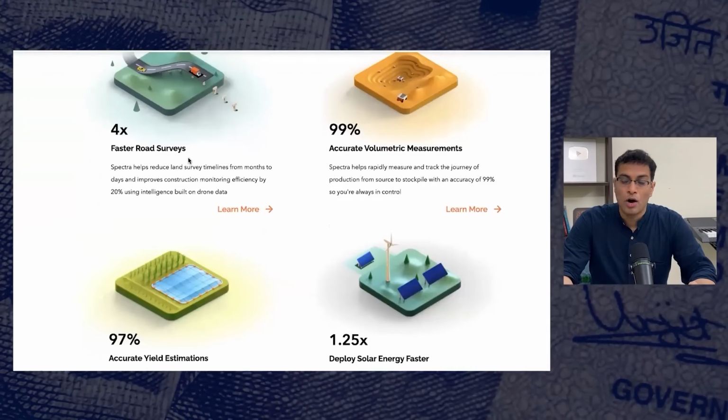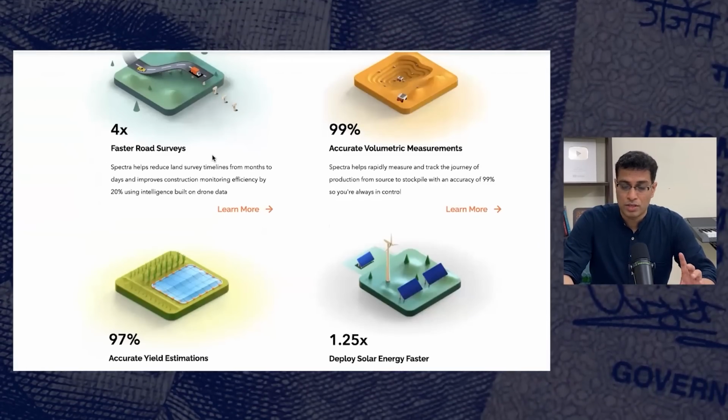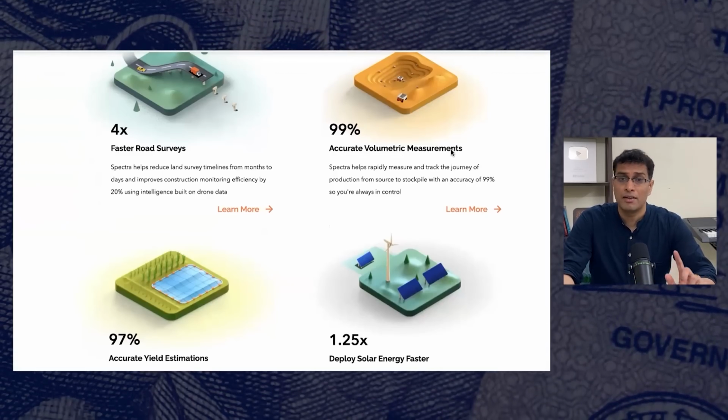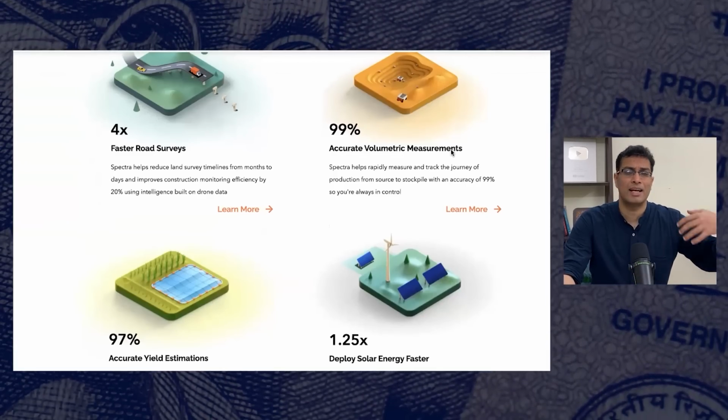So this is a very good outline: they are into faster road surveys, with huge drone application, and accurate volumetric measurement, again very important, especially in hilly areas where landslides and a bunch of other natural disasters happen.